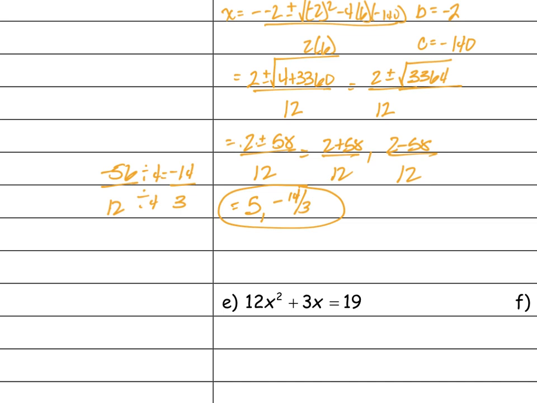I knew at least 2 would go into it, by the way, because they were both even numbers, right? It was a 56 and a 12. So I knew at least 2 would go into it. Was hoping a bigger number would go into it. And it did.